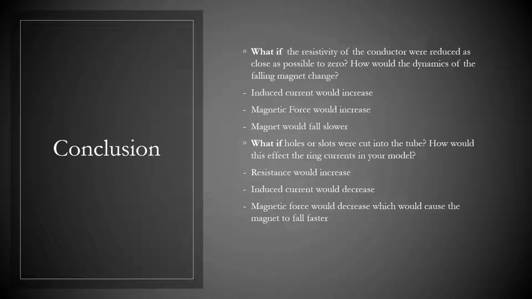In all, what if the resistivity of the conductor were reduced as close as possible to zero? How would the dynamics of the falling magnet change? I said that the induced current would increase along with the magnetic force and the magnet would fall slower down the tube. But what if holes and slots were cut into the tube? How would this affect the ring currents in your model? I said that the resistance would increase, the induced current would decrease, and then the magnetic force would decrease, which would also cause the magnet to fall faster down the tube.